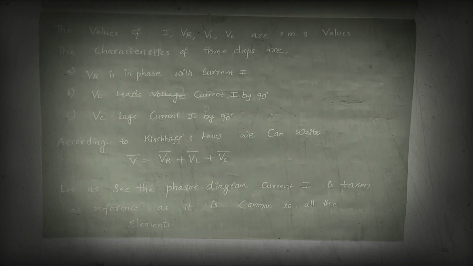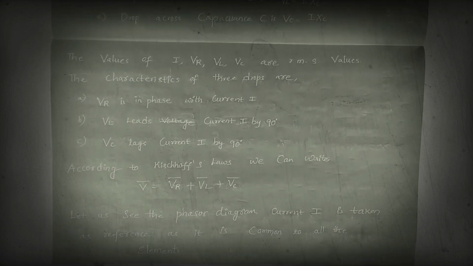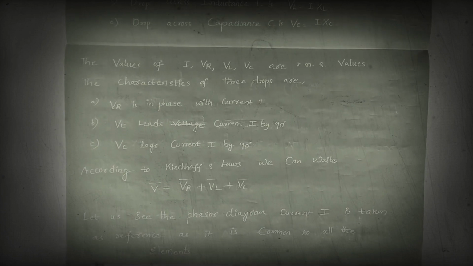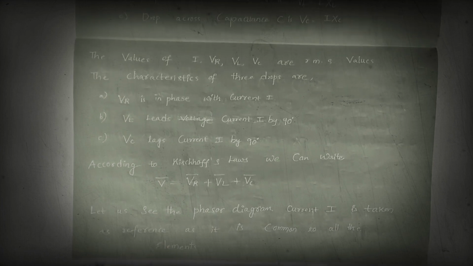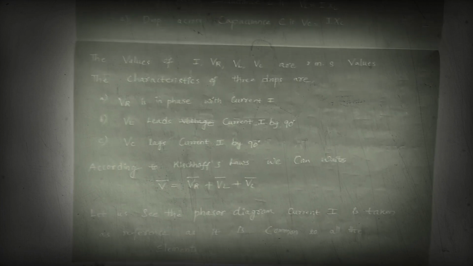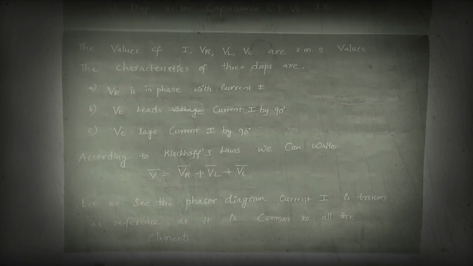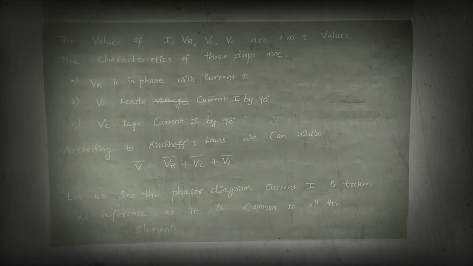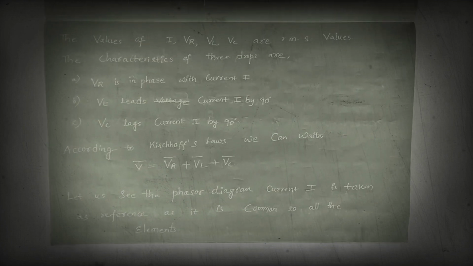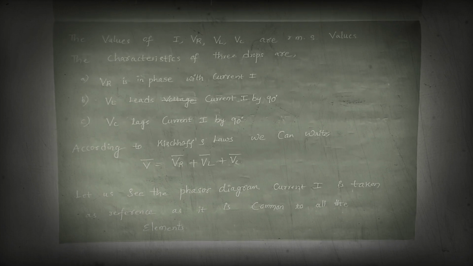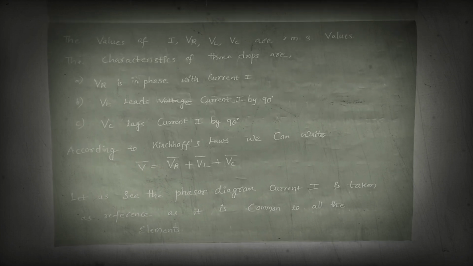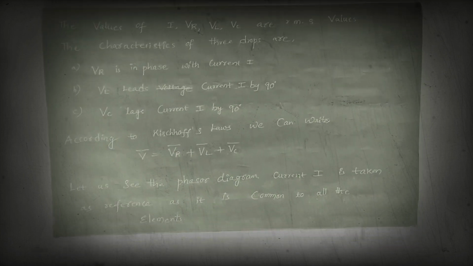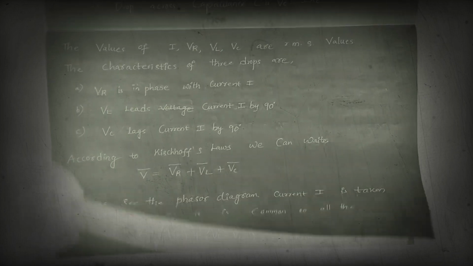According to Kirchhoff's voltage law, KVL, we can write the net potential difference in a series AC RLC circuit as V bar equals VR bar plus VL bar plus VC bar. Let us see the phasor diagram. Current I is taken as reference as it is common to all the elements. We always try to take current as reference in AC circuits, because current in a series circuit will be the same.